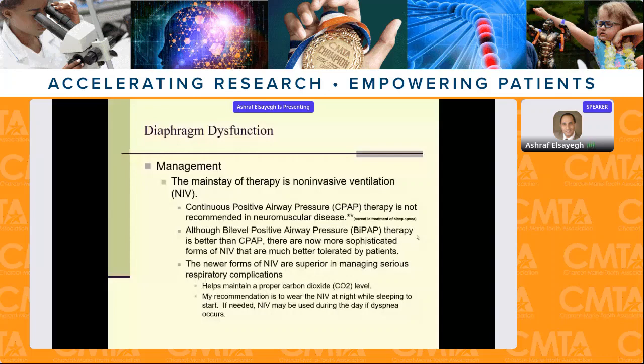And why do I like non-invasive ventilators? For several reasons. One is, I'll mention when I talk about the sleep apnea portion, I'll mention the second reason, but the primary reason that I like it is it helps maintain a proper carbon dioxide level. And again, the majority of you do not know what this is and probably do not care, but there's a good portion of CMT patients that have come to me and said that they have an excess amount of carbon dioxide in their body and they're not able to blow it off. The carbon dioxide level goes up.